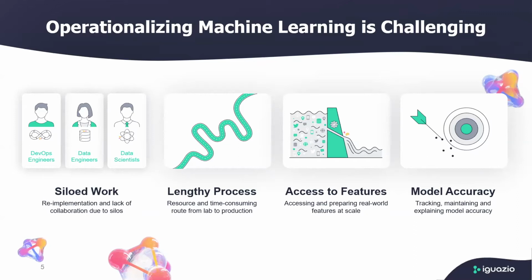And finally, we need to address the aspects of model accuracy. We do that by constantly tracking and monitoring the models, making sure the training data and the serving data are essentially identical. And that also poses some challenges when you're in a distributed environment.